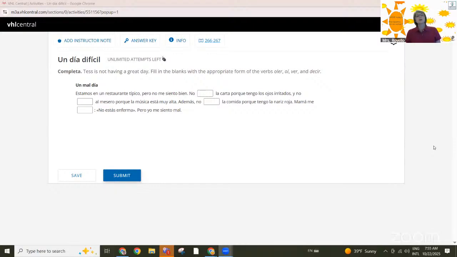See? Muy bien. Okay. So it says, Tess is not having a great day. Fill in the blanks with the appropriate form of oler, oír, ver, and decir. So the first thing we've got to figure out is what verbs we're going to use, and then we've got to figure out what form we're going to use. Okay, so let's read it together. Follow along on the screen. Be thinking about which verb you think fills in the blank, and then I'll give you some time to think about what form of the verb you need to use.